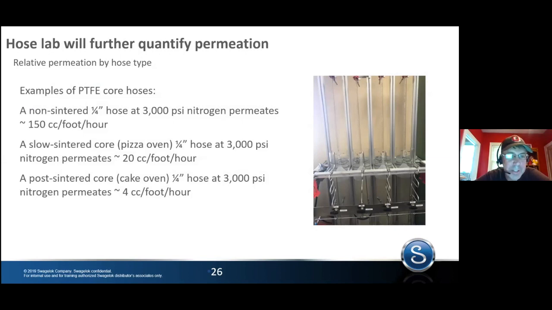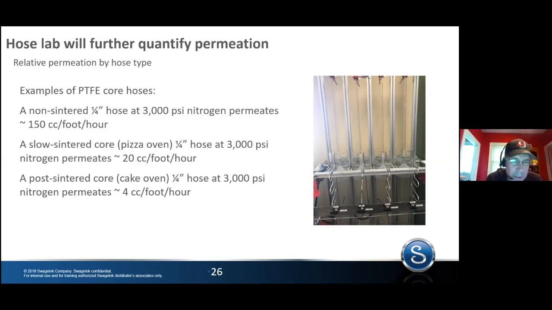If we take that same core and we do a process called slow sintering, which takes the core and puts it in a pizza oven. If you imagine a pizza oven that flows, put the pizza on one side and it moves through, and when it comes out the other side, it's baked. If we put that core tube into a pizza oven and slow sinter it, it drops the permeation rate of the same hose to 20 cc's per foot per hour. So about a 7.5 times improvement.